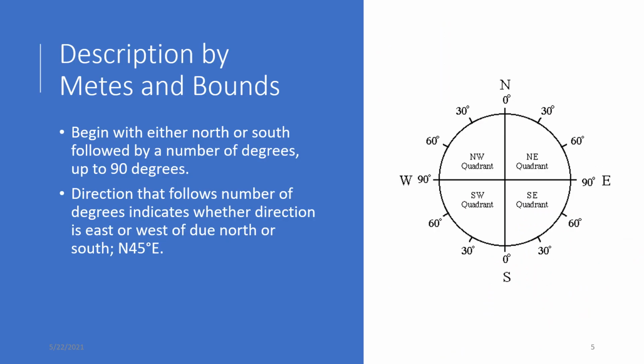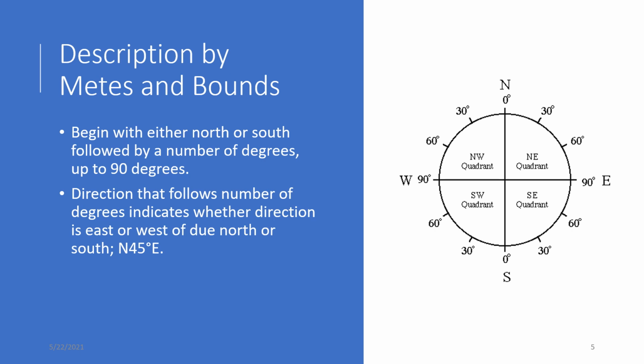The description by metes and bounds begins with either north or south, and it's followed by a number of degrees up to 90 degrees. If you'll notice, it's a circle. A circle is 360 degrees. It's divided into 4 quadrants. Each quadrant is 90 degrees. The direction that follows the number of degrees indicates whether the direction is east or west of due north-south.